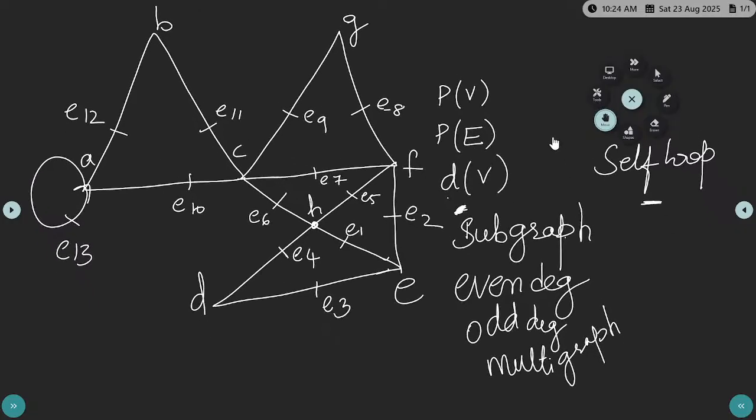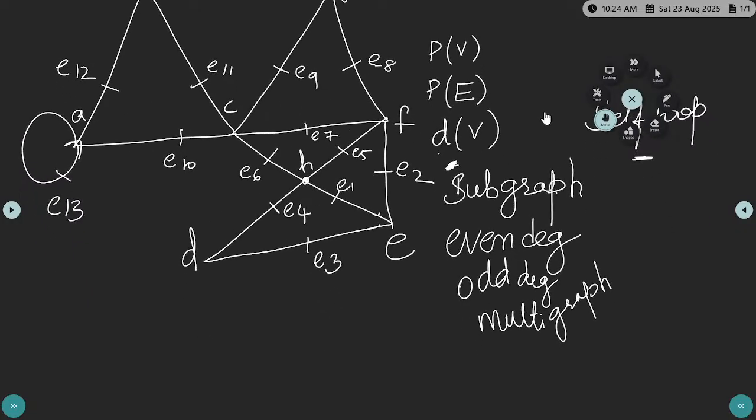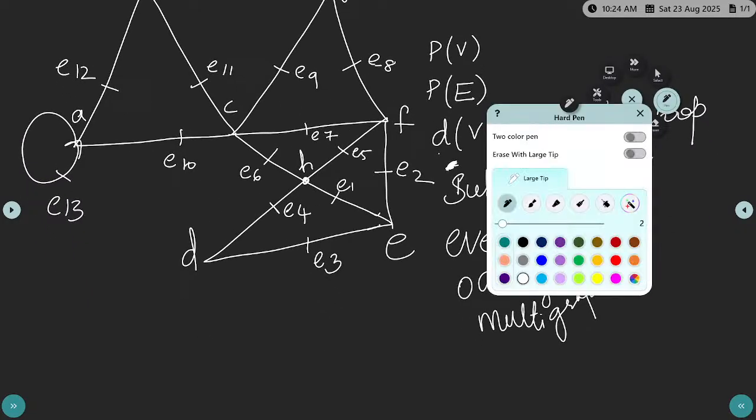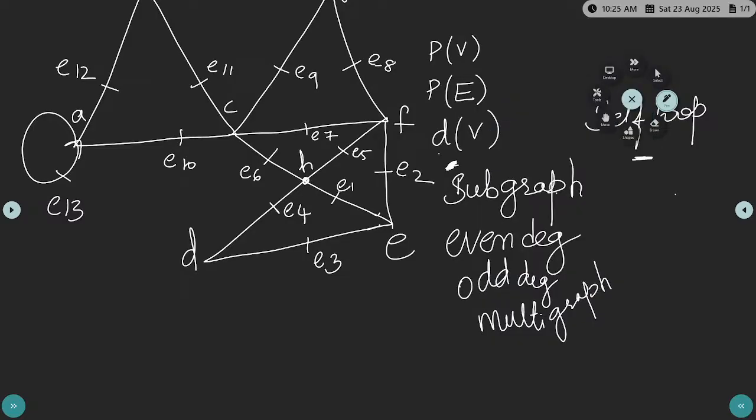Yes, stop talking now. Here, what do you mean by pendant vertex? Is there any pendant vertex? Just write down the pendant vertices are 0. Are there any pendant edges? There are no pendant edges.